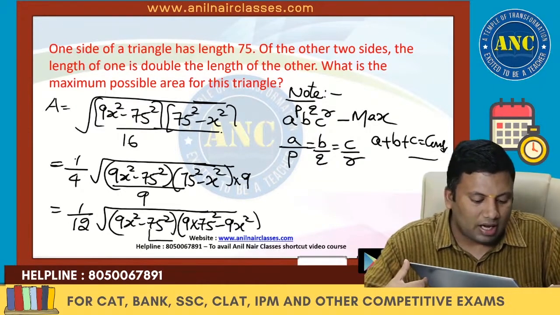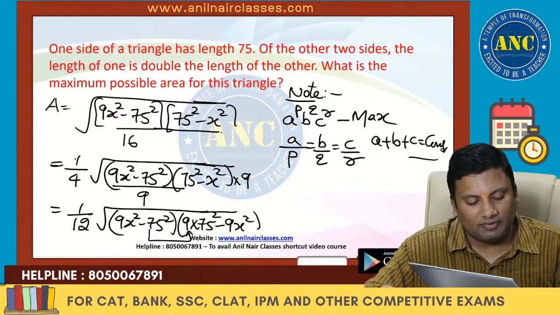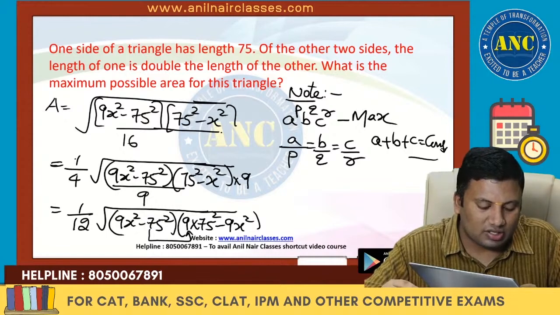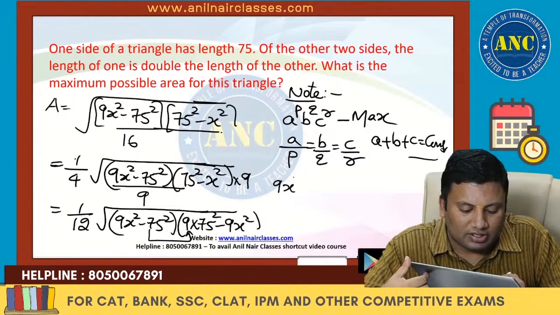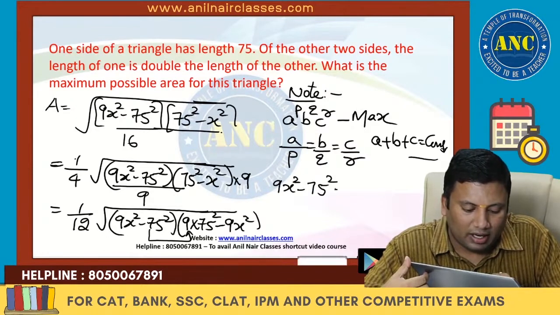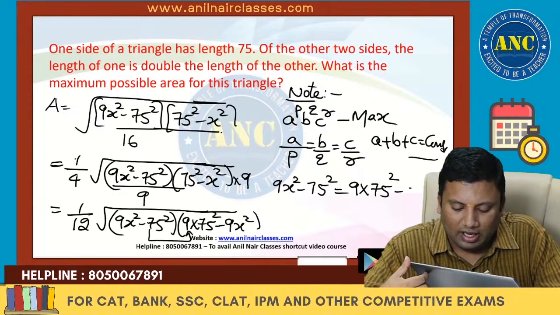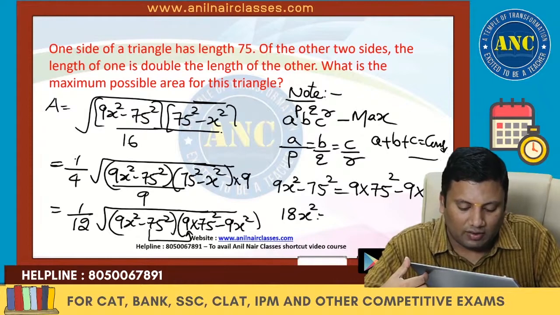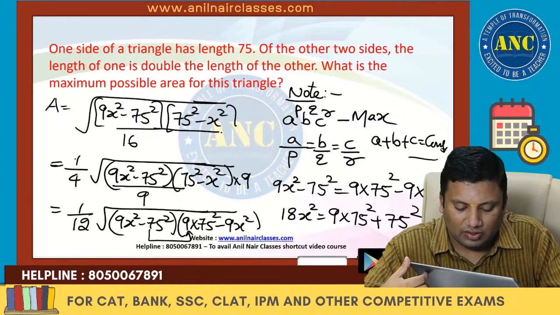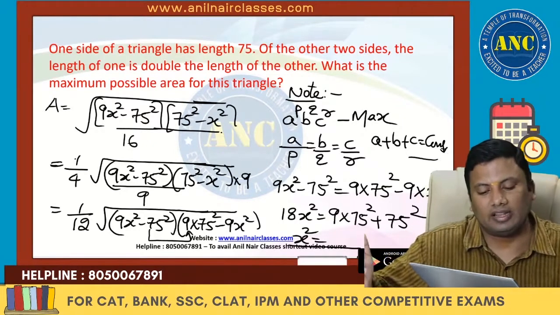Now the same concept can be used. Product is maximum when the sum of the variables is constant. 9x square minus 9x square, it is cancelled out and the variables are equal. 9x square minus 75 square is 9 into 75 square minus 9 into x square. So 18x square equivalent to 9 into 75 square plus 75 square. From there you will get the value of x square, substitute it, you will get the answer.